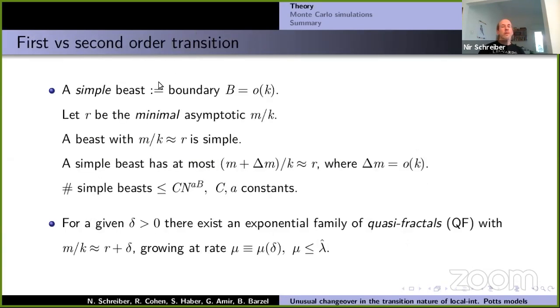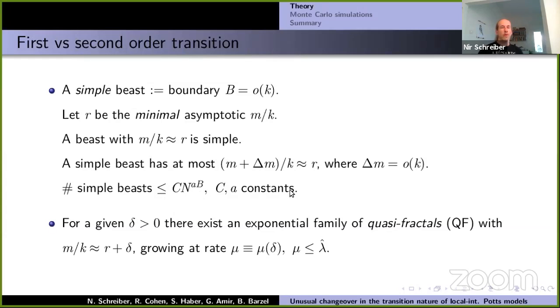Now we distinguish what we call simple beasts, which characterize a first order transition. So in a first order transition, at criticality, you have a large rectangular, say, component, or a cluster with a boundary which scales slower than the volume. And if R is the minimal asymptotic sites per phase, then of course a beast has a minimal number of sites per phase, and vice versa. It can be easily shown that a simple beast has at most R sites per phase, and also that the number of such beasts is sub-exponential.